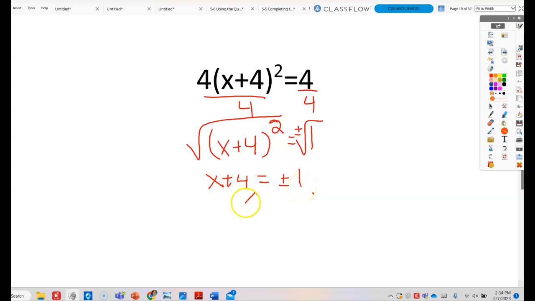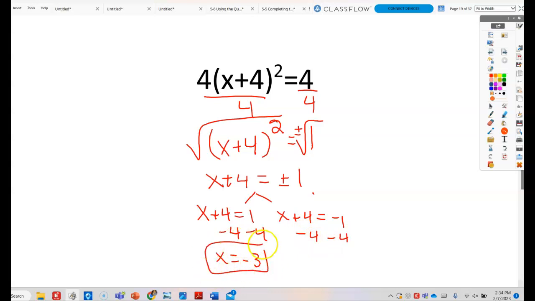Because it's equal to a plus or minus, you have to make x plus 4 equal 1 and x plus 4 equal negative 1 so that you get your two answers for x, and we get negative 3 and negative 5.